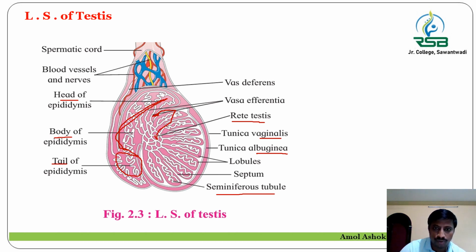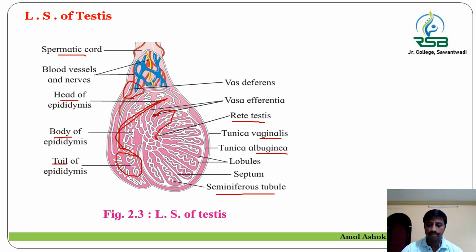Then the epididymis sends the sperms into the vas deferens, and from the vas deferens they will travel further through the spermatic cord. So it is about the longitudinal section of testis where the various regions of the testis are shown. That is the outermost tunica vaginalis, the innermost tunica albuginea. Then these are the number of seminiferous tubules. So let us come to know the exact part of the seminiferous tubules. So it is the seminiferous tubule.